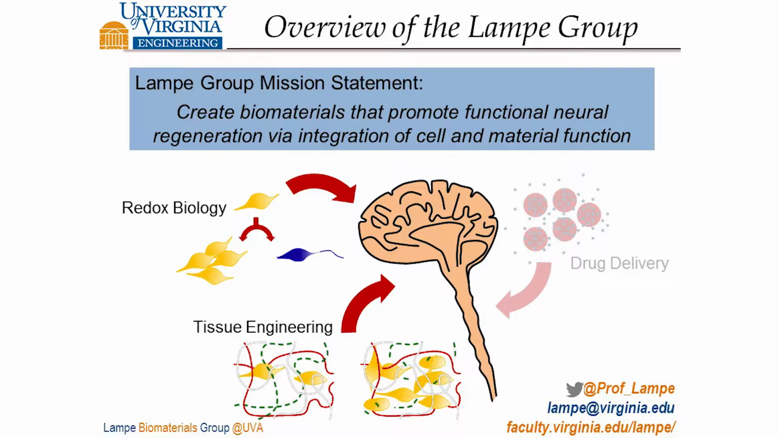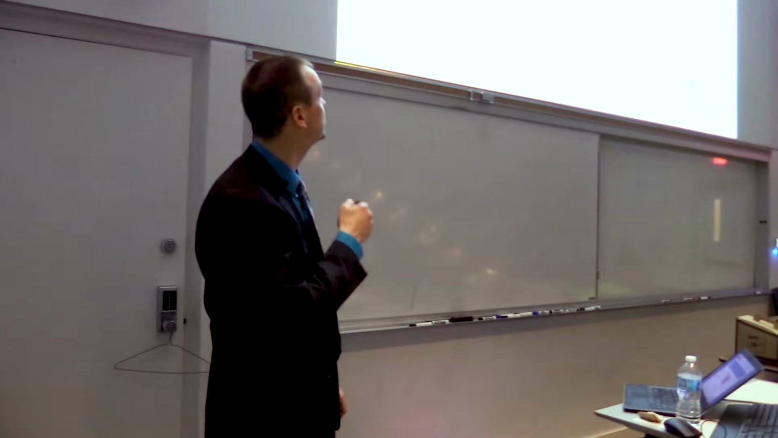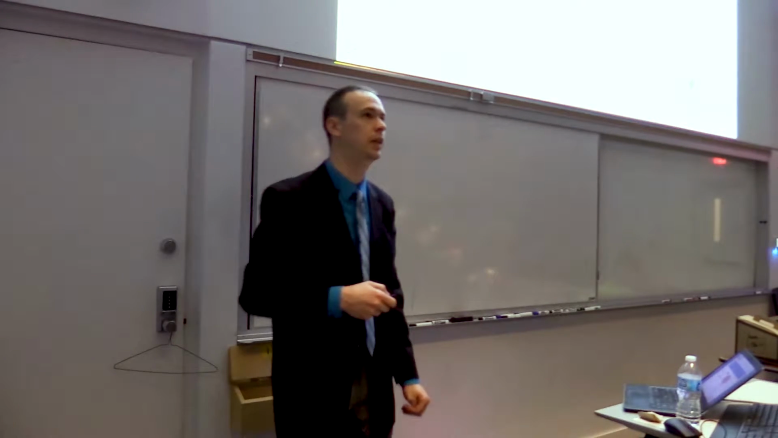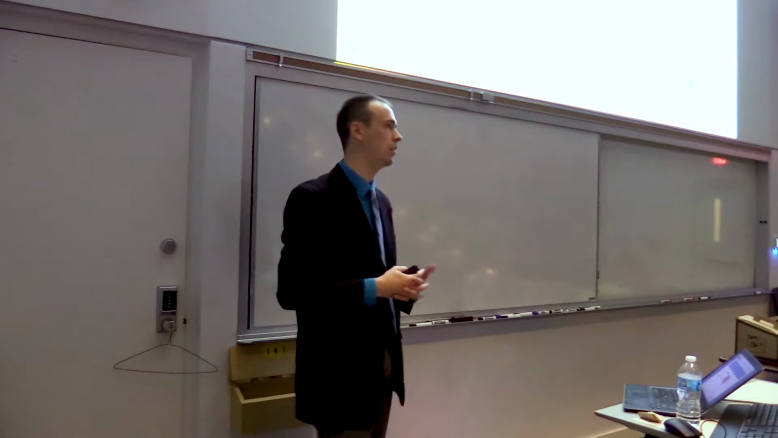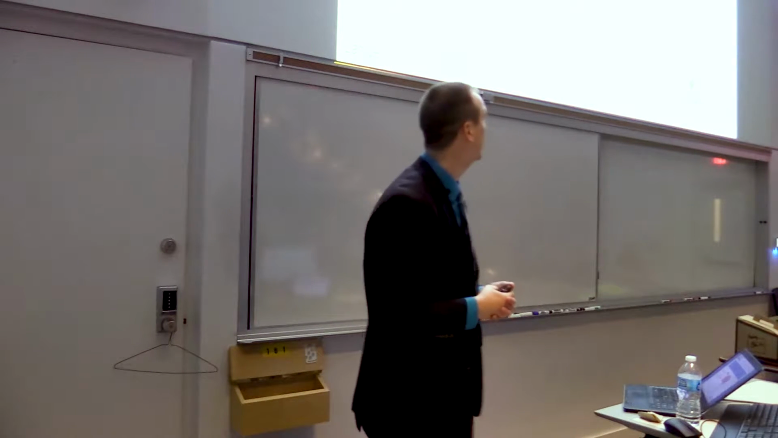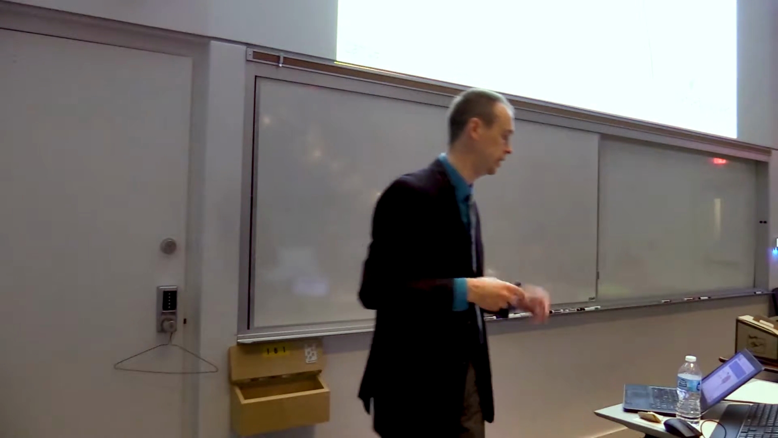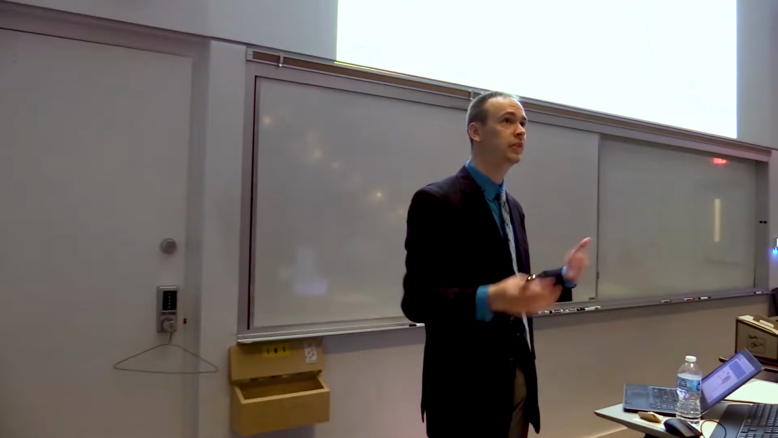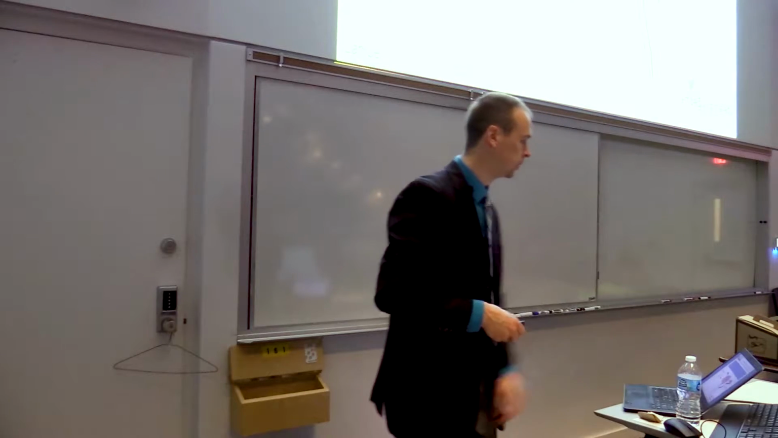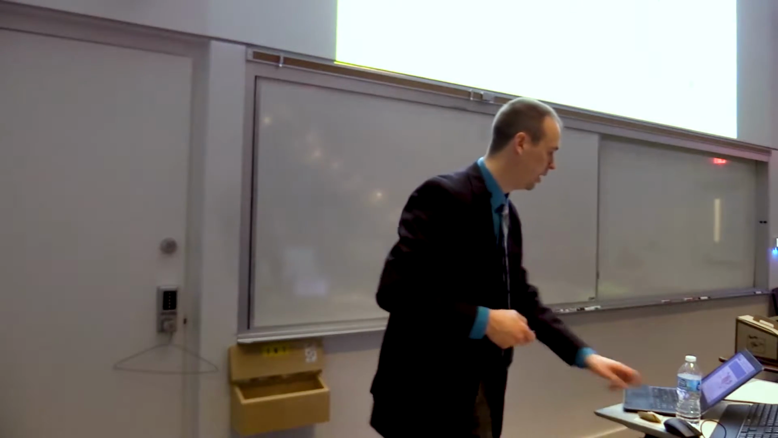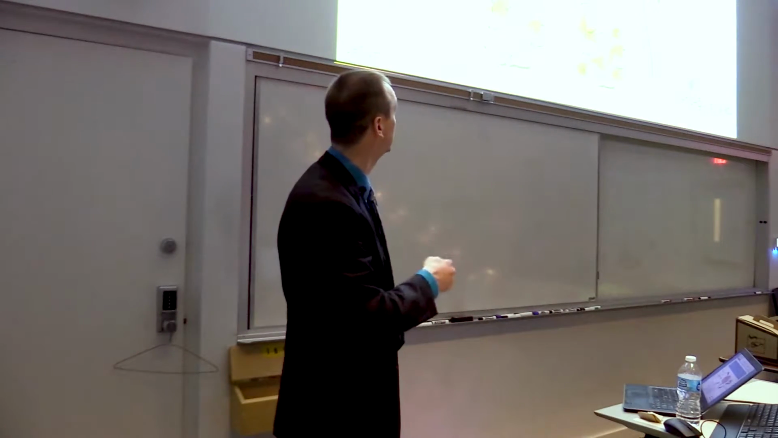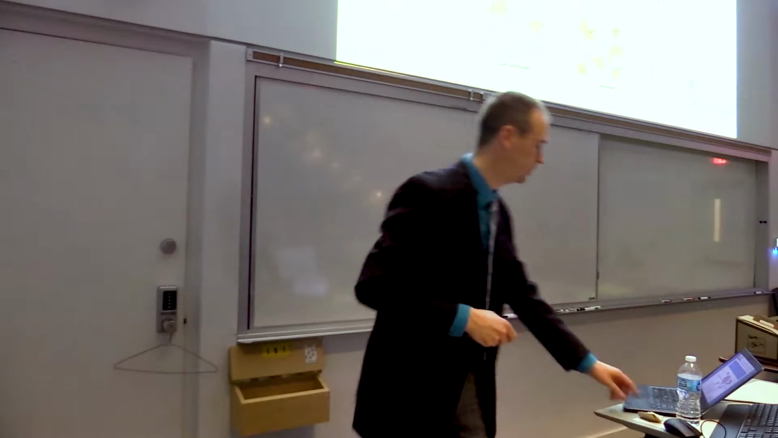So another way to put this, right? So this is our lab mission statement. We think about this in the context of trying to use materials to control things about redox biology. Chemical engineers care a lot. We know a lot about redox. But we can think about this in the context of within a cell. A cell has a redox state, a balance between oxidized and reduced species within the cell. We think about drug delivery, and we think about tissue engineering. And I'll start kind of looking at the interface of these two.